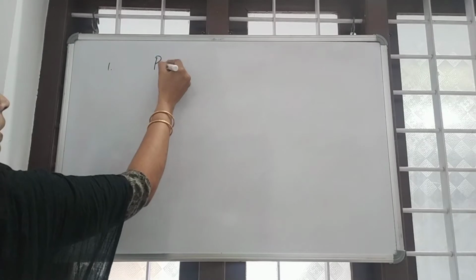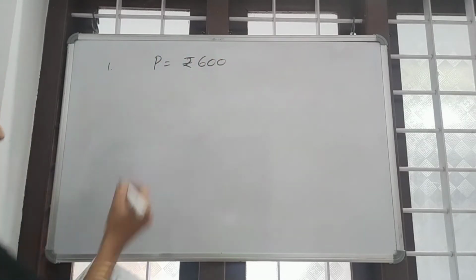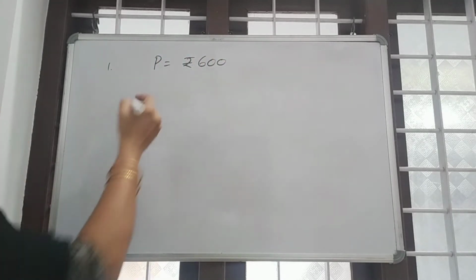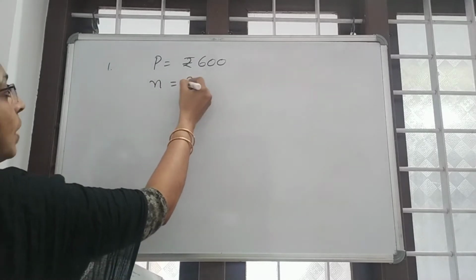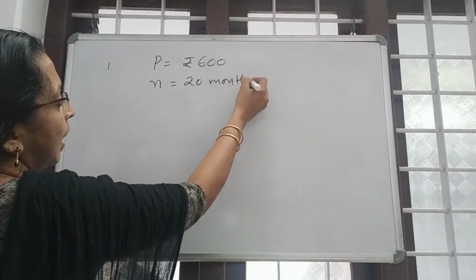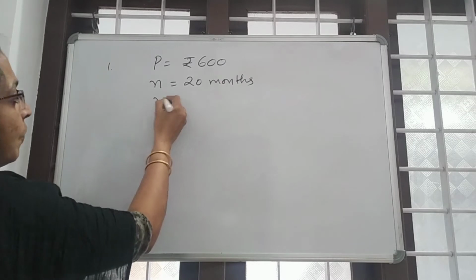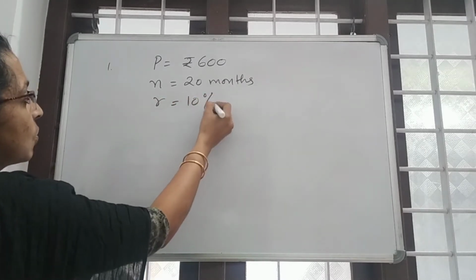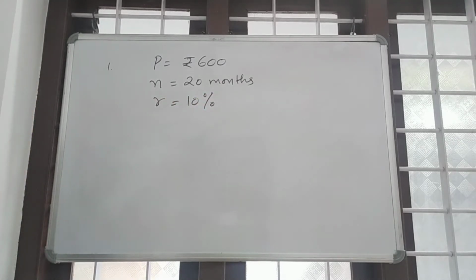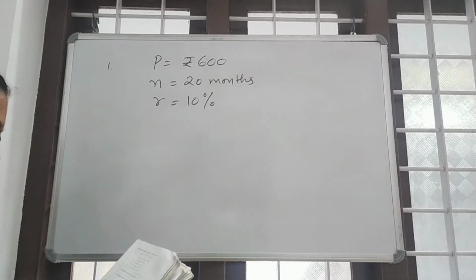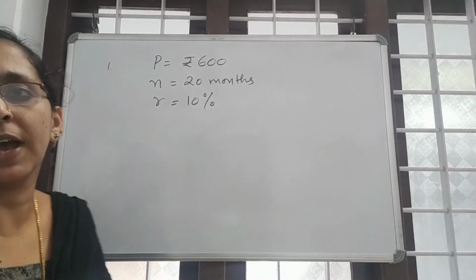So what are the things given? Rupees 600 he deposited, so P will be rupees 600. Then for how many months? N is equal to 20 months. And the rate of interest is 10%, so R is equal to 10%. We want to calculate the maturity value of the account.